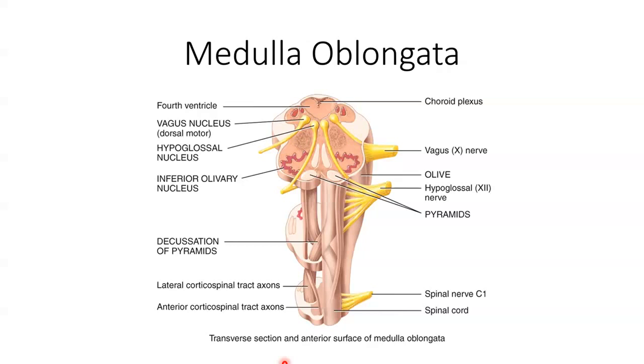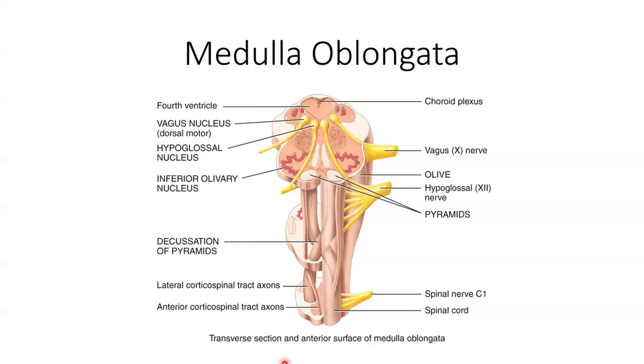The white matter, which remember are our myelinated axons that are found in the medulla, contain all of the sensory and all of the motor tracts that extend between the spinal cord and other parts of the brain. The medulla also contains several nuclei, some of which control vital bodily functions. So some examples of these nuclei are the cardiovascular center and the medullary respiratory center.